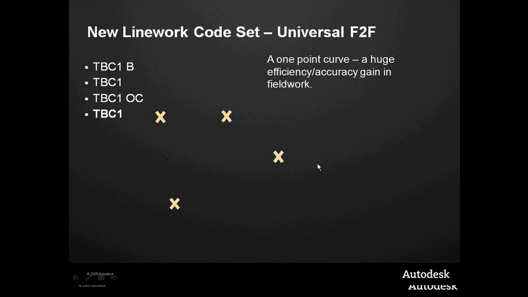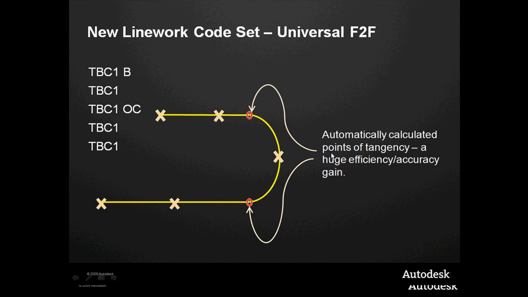I'm back down here. It will complete the rest of my line, and when it finishes, it automatically generates a curve based on that shot. So it determines what the radius is with a single point. Now the beauty of that is it computes for you where the exact PC and PT are.